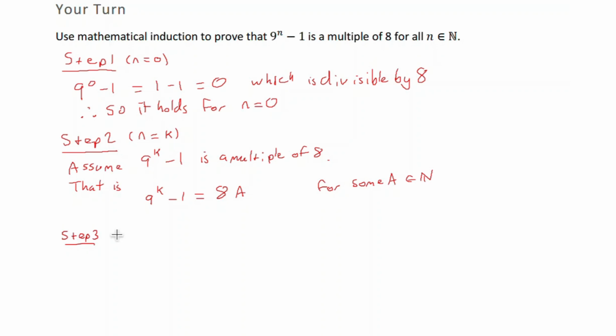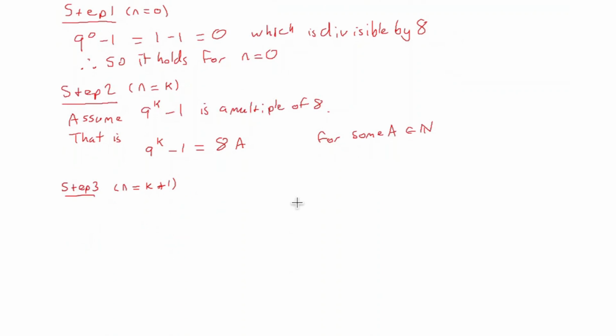Step 3, our inductive step when n is equal to k plus 1. What we want to show in this case is that 9 to the power of k plus 1 minus 1 is some multiple of 8, so is equal to 8b for some b in the natural numbers.